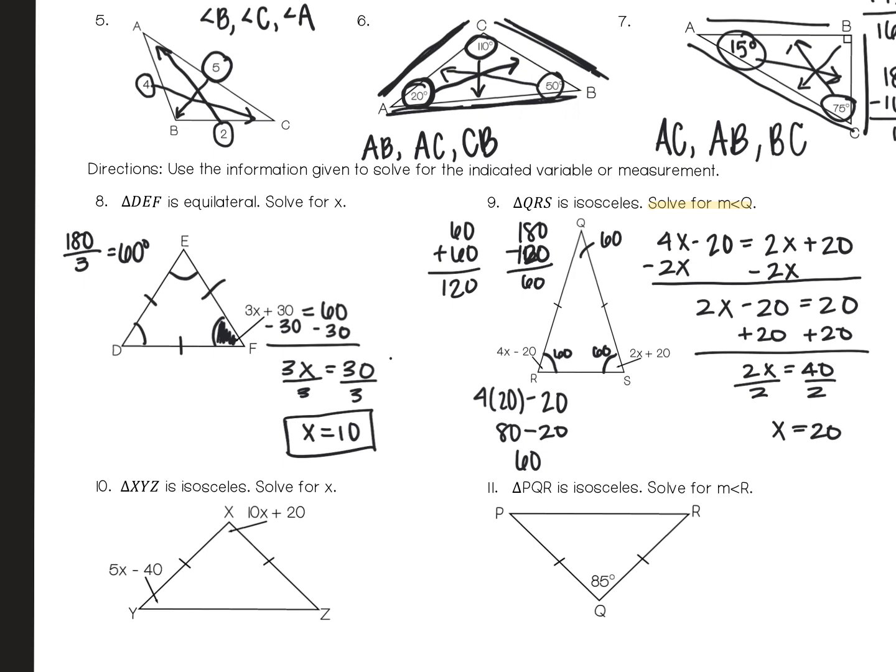A lot of people in class have said, okay, but that makes it equilateral, and it said isosceles. I just happened to pick these numbers, and it just ended up working out this way, so that's an error on my part. Your math, if you get this, is completely correct.